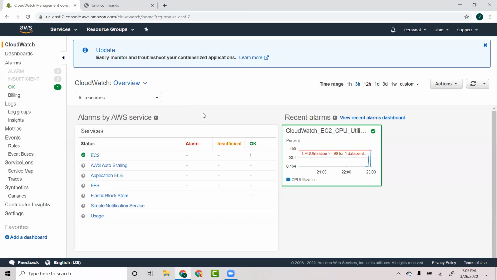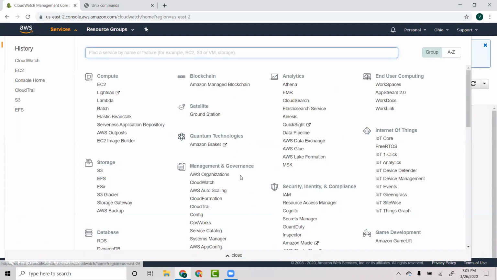So this is about CloudWatch. Every time I talk about CloudWatch or someone talks about CloudWatch, we need to talk about an additional feature, something that's unrelated to CloudWatch. It's called CloudTrail. Go to services here within the same management and governance, CloudTrail. CloudWatch is one service, CloudTrail is another service. These two are completely different.